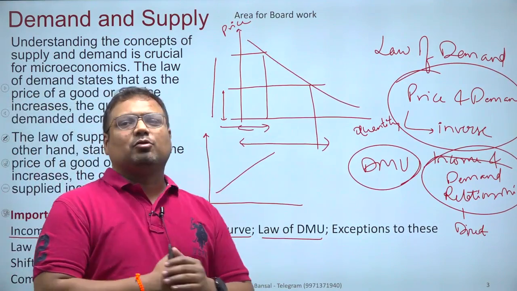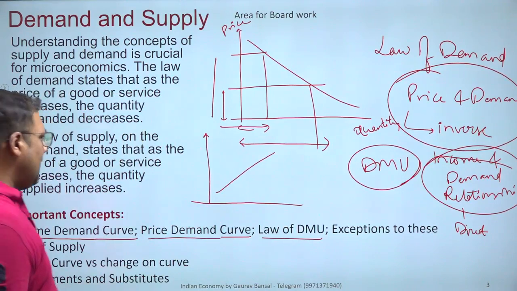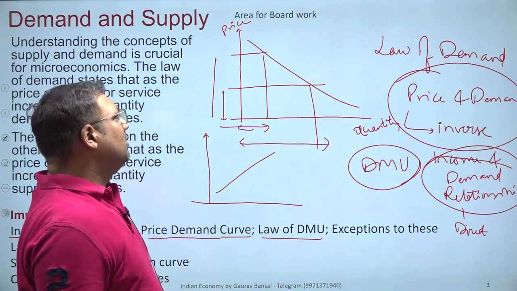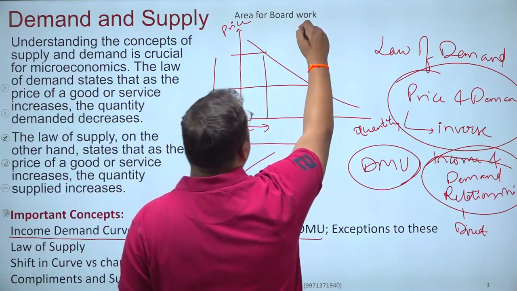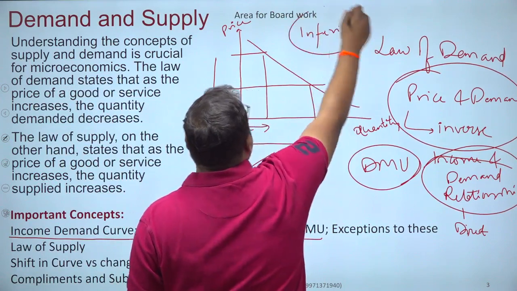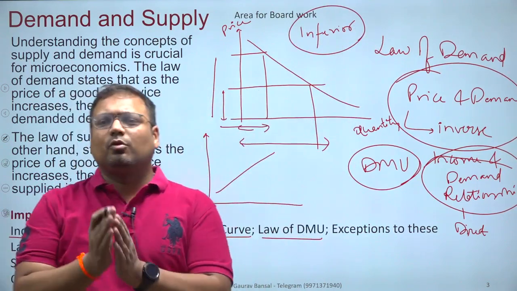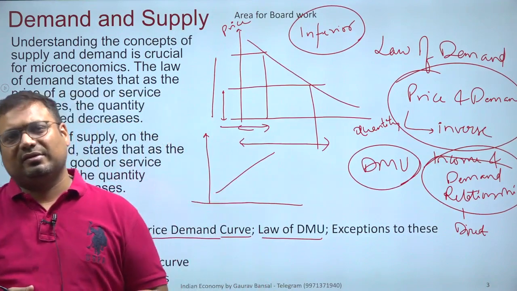Okay, so I hope that is clear, and already you knew it. I just revised it quickly. Now exceptions to the law of demand. Okay, so one is inferior goods. Inferior goods are those which people buy less when their income increases.